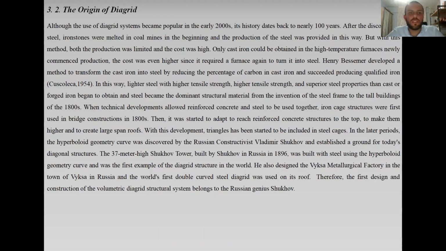Although the use of diagrid systems became popular in the early 2000s, its history dates back nearly 100 years. After the discovery of steel, iron stones were melted in coal mines in the beginning, and the production of steel was provided in this way. But with these methods, both the production was limited and the cost was high. Only cast iron could be obtained in the high temperature furnaces, and the cost was even higher since it required a furnace again to turn it into steel.